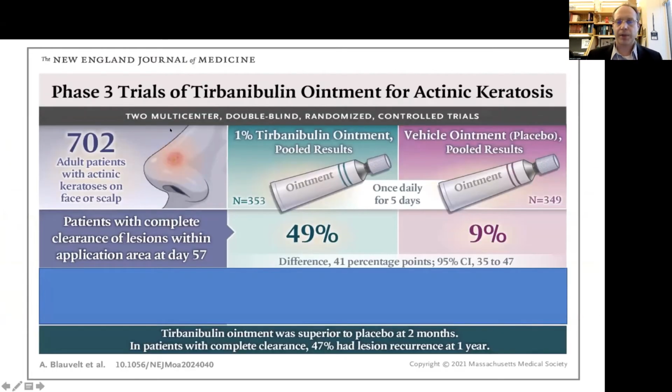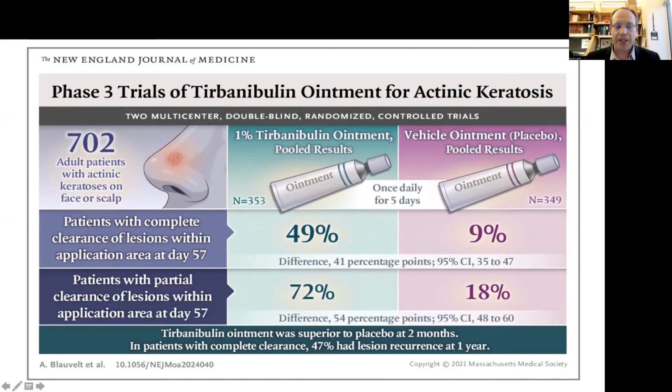So let's look at some of the results. About 700 patients with actinic keratoses on the face or the scalp participated and received either the Tirbanibulin ointment or the vehicle ointment. And if we look first at complete clearance of lesions within the application area at day 57, approximately 49% of the patients that received the Tirbanibulin 1% ointment had complete clearance, compared to only 9% of those that received the vehicle.